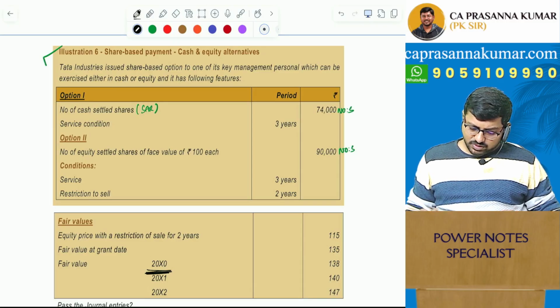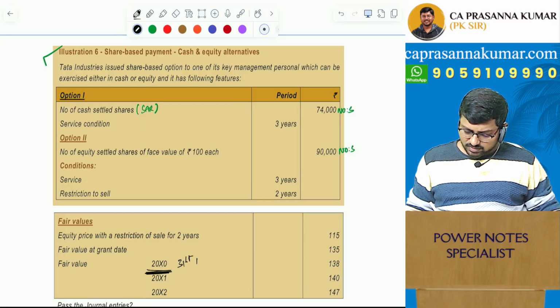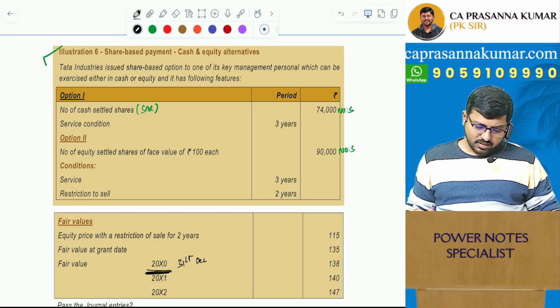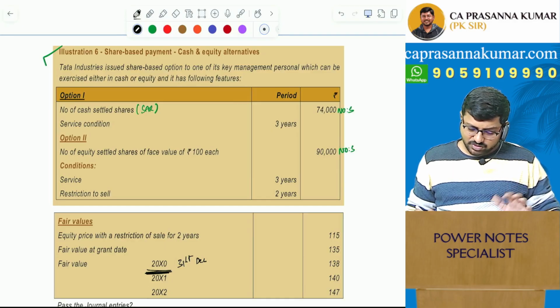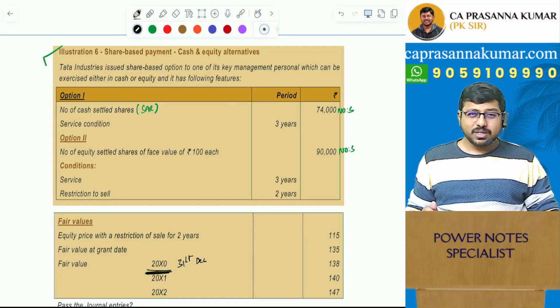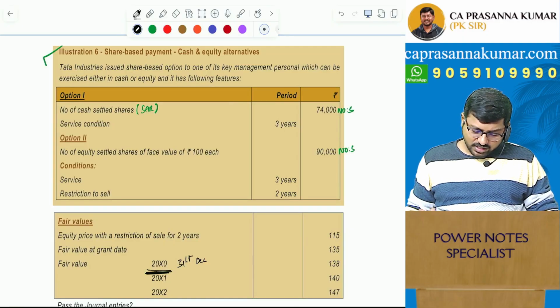Right, Nana. So 2020x0. We'll be taking it as 31st December, because there is no information in the question. Moreover, ICAI has done it based on 31st December, which means the normal calendar year as the financial year. So we'll be going with that as well. So chalo.